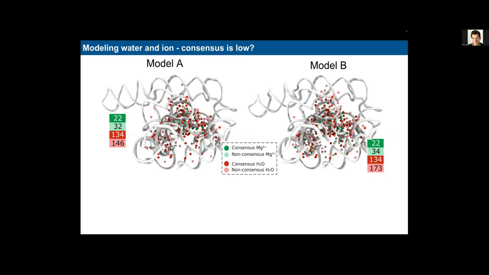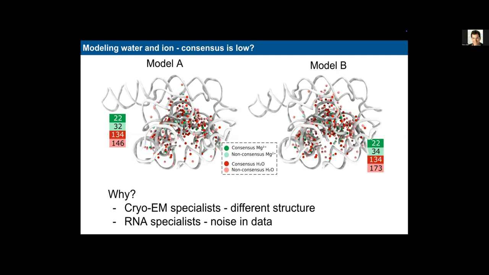So here I'm showing the two models and just coloring the waters and magnesiums by whether they agreed between the two models. And what you can see in the summary tallies here is only roughly 50% of the placed waters and ions agreed. So the question was why? When I asked cryo-EM specialists, they told me, okay, maybe it's actually different water structures, right? Maybe it's actually this conformational change and this distal region is causing different structures in the core. When I asked RNA specialists, it had to be noise in the cryo-EM data. So both of these hypotheses would mean the map would look different in these regions of disagreement.